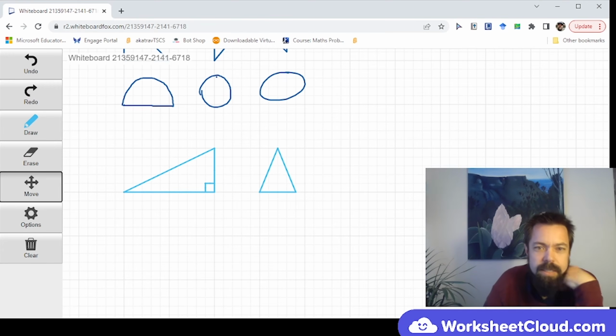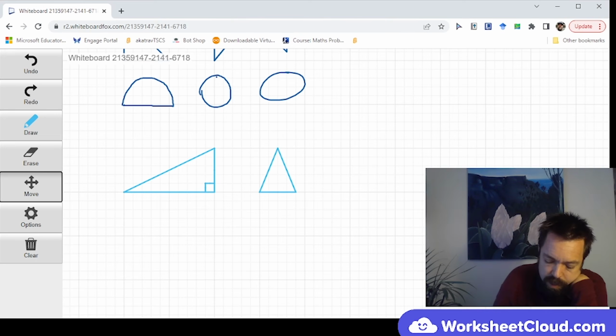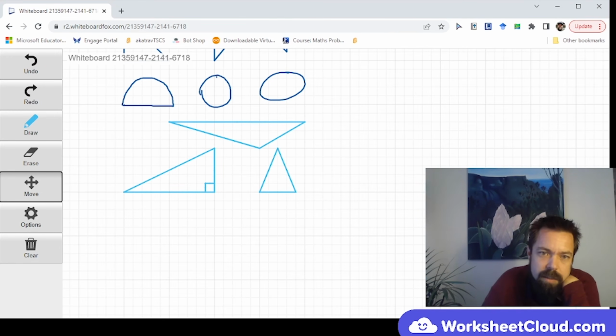What kind of triangle is that? That is an isosceles triangle because we have 2 sides that are the same length and one that is different. And we've got the 2 base angles that are the same. What kind of triangle is that? If you guessed a scalene triangle, you would be correct.